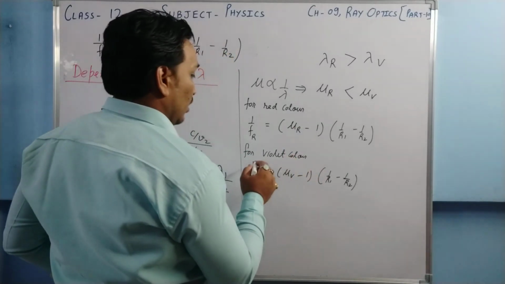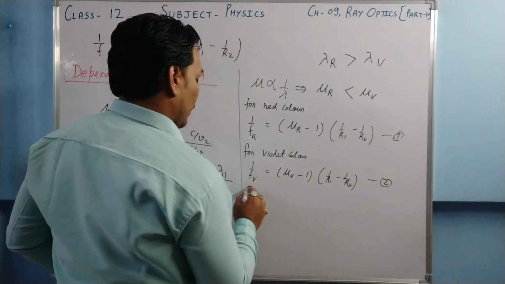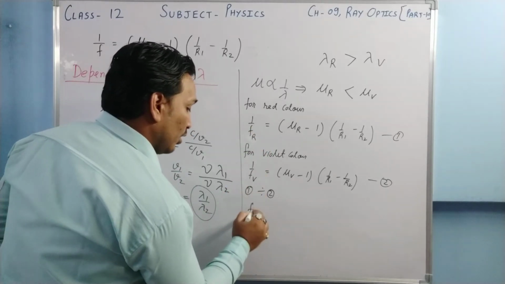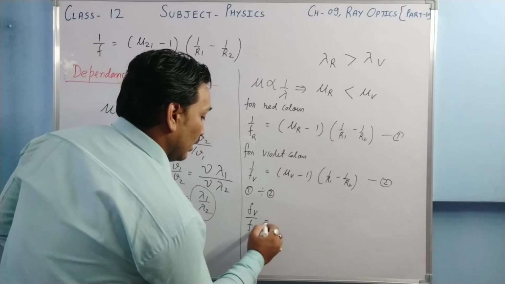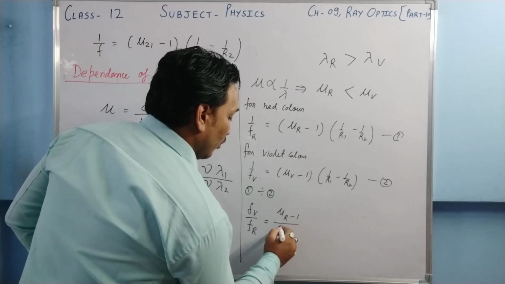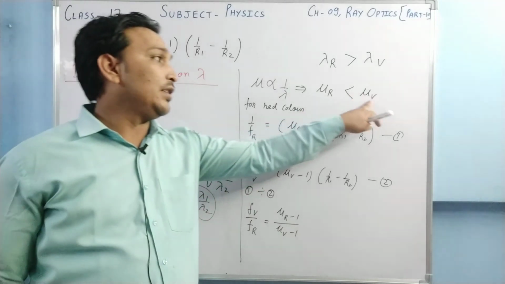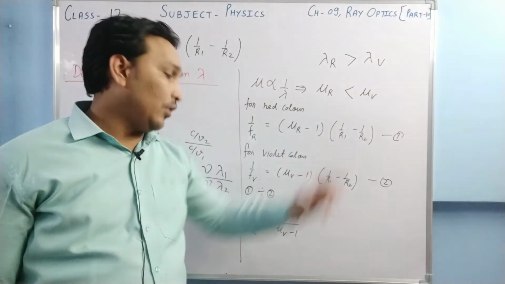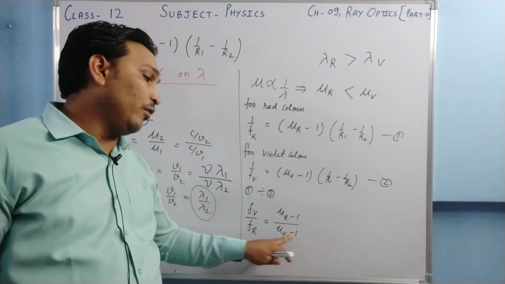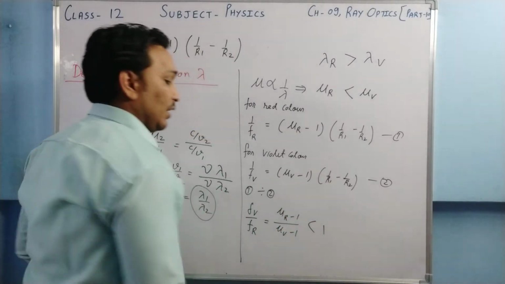Let's say this is equation number 1 and this is equation number 2. If I divide 1 by 2, I am going to have 1 upon f_r upon 1 upon f_violet, so it will be f_violet upon f_r is equal to (mu_r minus 1) upon (mu_violet minus 1). Now just see, mu_r is less than mu_violet. So mu_r minus 1 will be less than mu_v minus 1. So the numerator is smaller than the denominator, and that's why this fraction is less than 1.